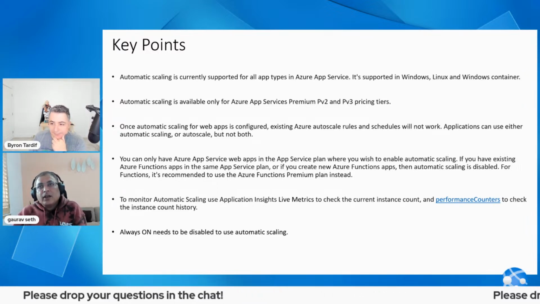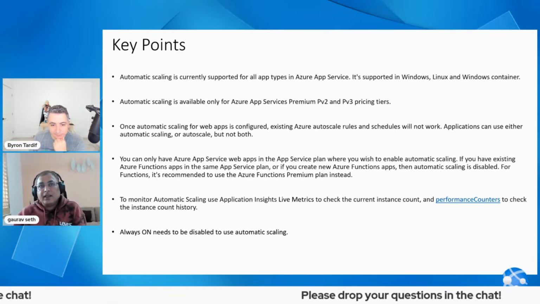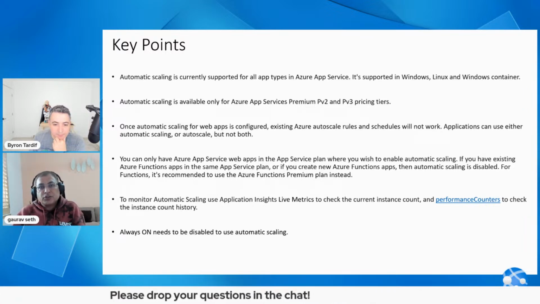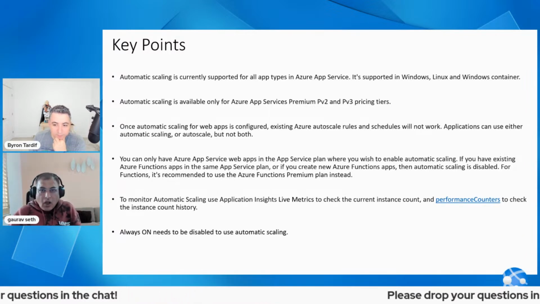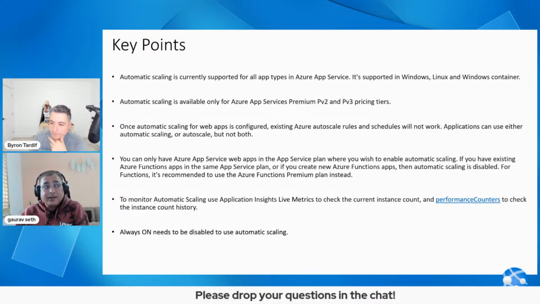Now again, once the automatic scaling kicks in, how do I go and see that the scaling is working as expected? That's where you would use the live metrics option of the integrated App Insights. So if you have App Insights turned on for your web apps, you could just switch over to live metrics and start seeing in real time the scaling happening on and off.